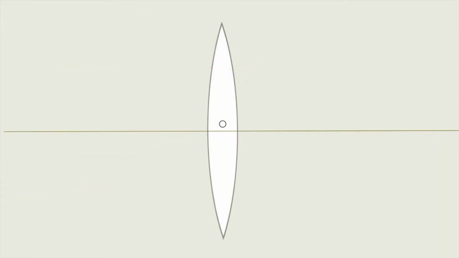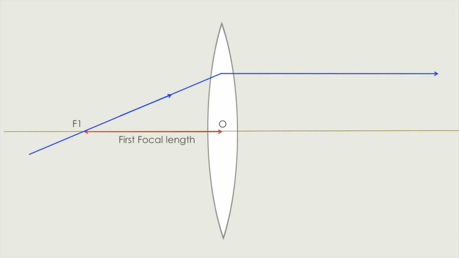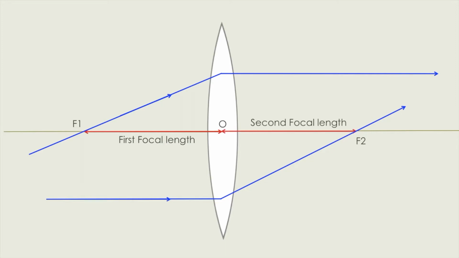So with a convex lens, if a ray of light first passes through the focus and then emerges parallel to the principal axis, the focus that it has passed through is the first focus and the corresponding focal length is the first focal length. And if the ray passed through the focus after passing through the lens, this focus would be called the second focus and the corresponding focal length would be called the second focal length.